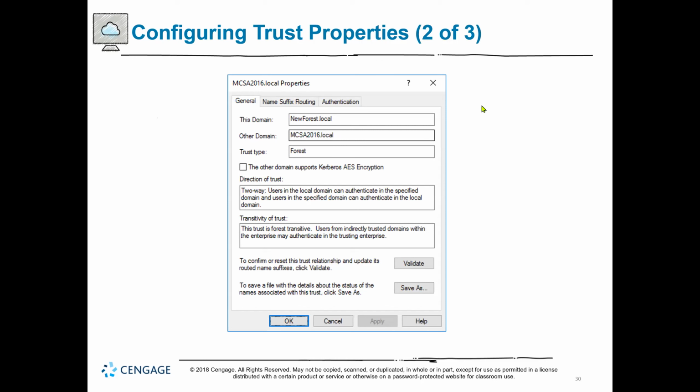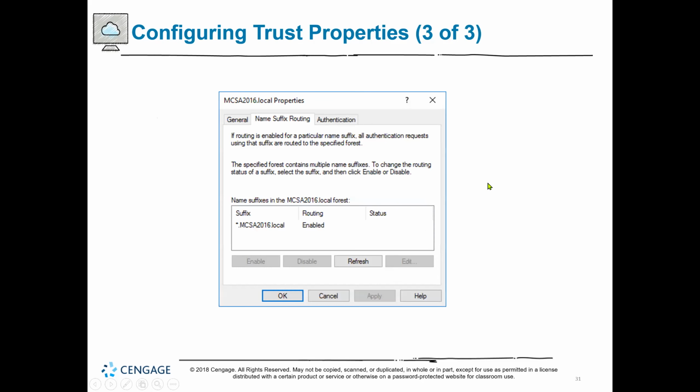Okay, so this is what this looks like, and those are just those tabs that we just went over. And here is what your next one looks like.